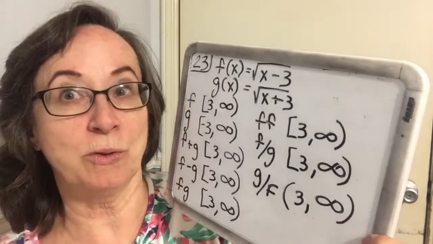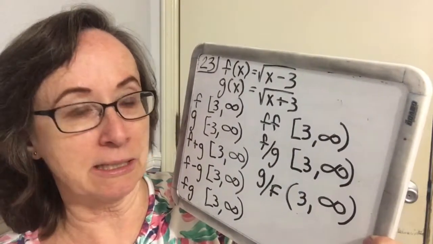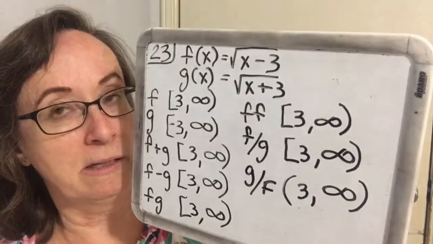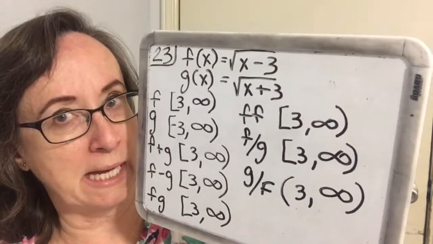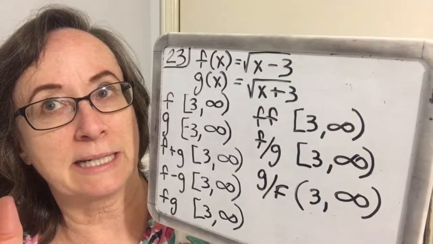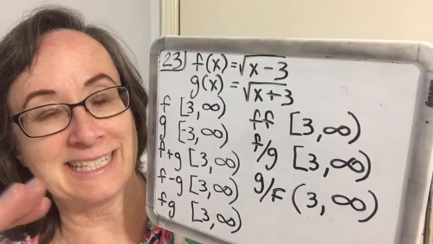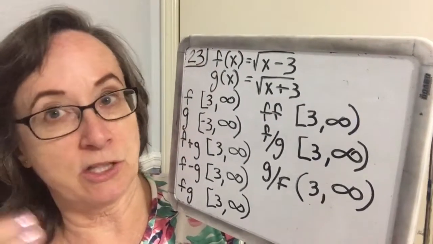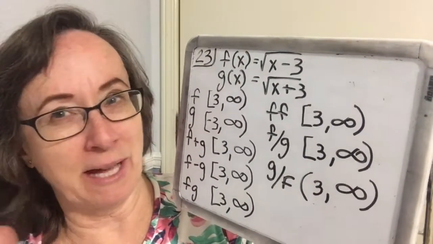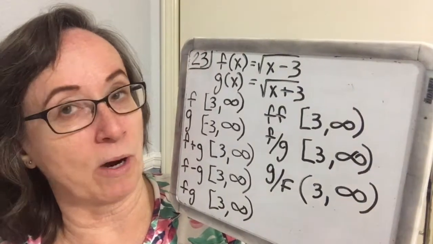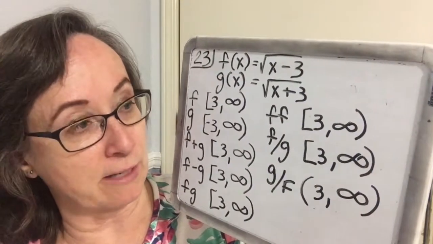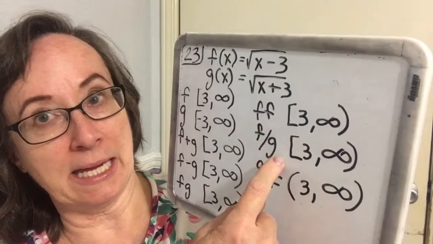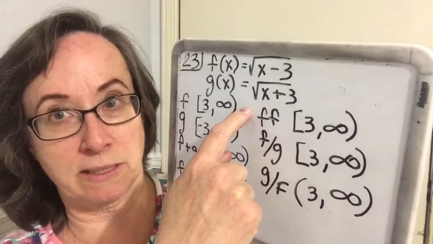Now we move into division. And division's a little different because we have the same stipulation. We can only have a domain that is as big as the most restrictive domain between the two. So f divided by g cannot exist where one or the other of the functions fails to exist. So again, it's going to have the domain of the most restricted function.